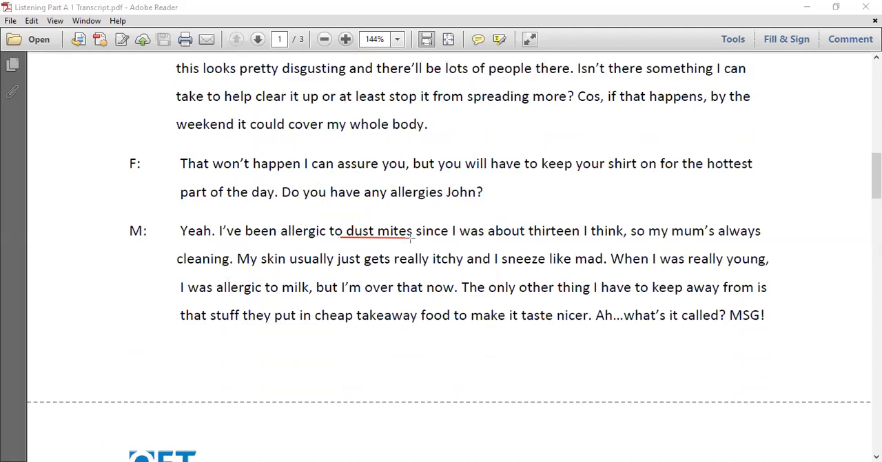Dust is different and dust mites is different. Mites are a very tiny, you can call it parasite or insects present in the dust. Then he talked about milk. But I'm over that now. See, again here they would not say resolved, but I'm over that now. So this is something you have to get familiar with.